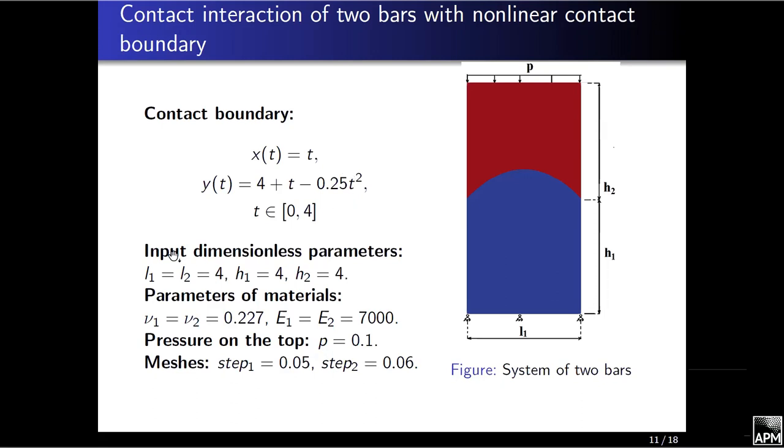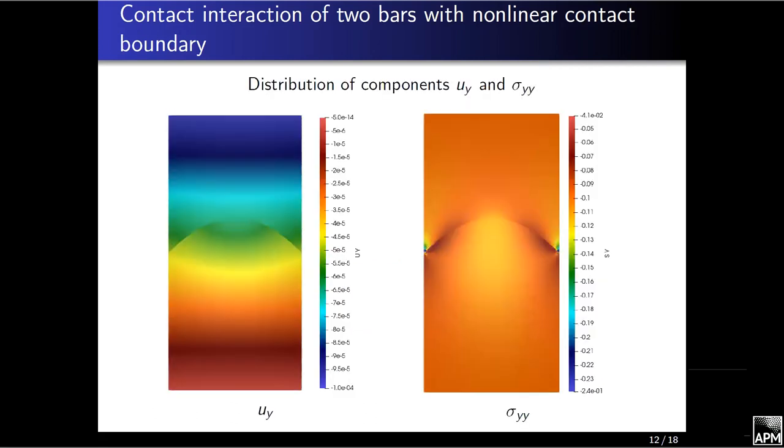And we also have geometric parameters, parameters of material, pressure and meshes. Here, meshes are also mismatched. On this slide, you can see vertical distribution of vertical components of displacement and stresses. We have stress concentrators in the corners of the system, and also you can see that the vertical component of stress is close to the normal one in the center of the system, where the vertex of the parabola is.